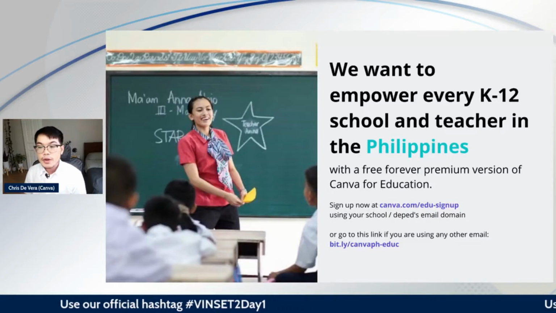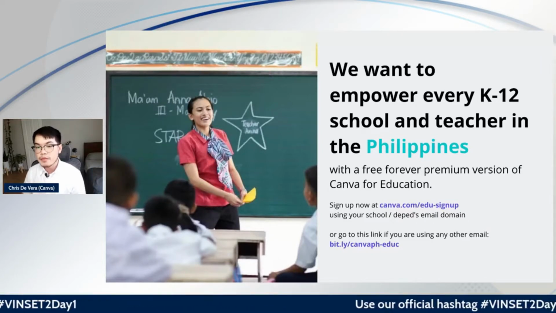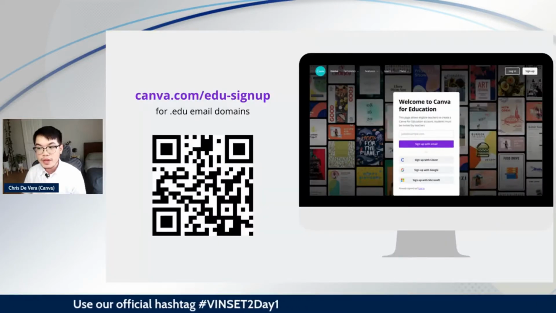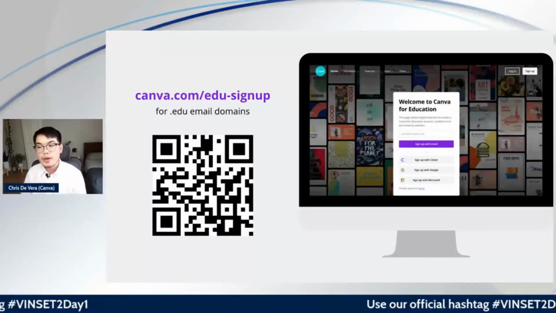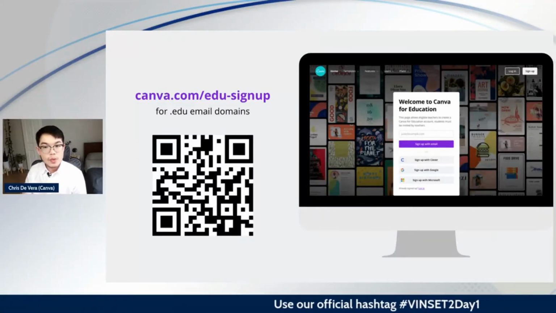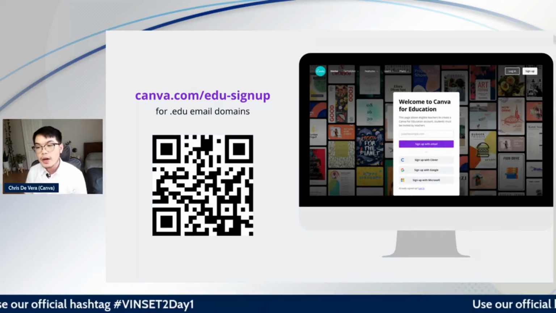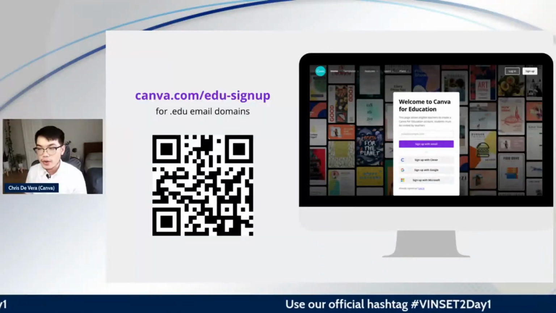So there are two ways to access this forever premium version of Canva for education. So if you have your, here, you can feel free to screenshot this. If you have your edu email account, so mga DepEd, edu, or any school.edu account, then you can just go to canva.com/edu-sign-up or scan the QR code flashed on the screen.